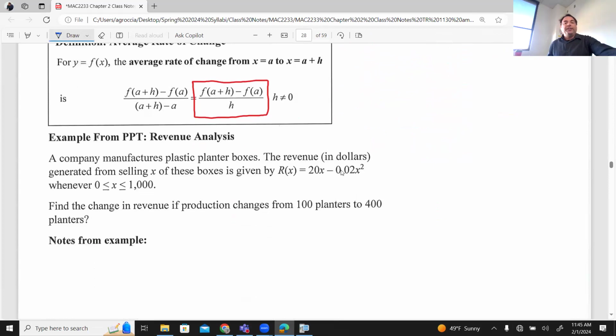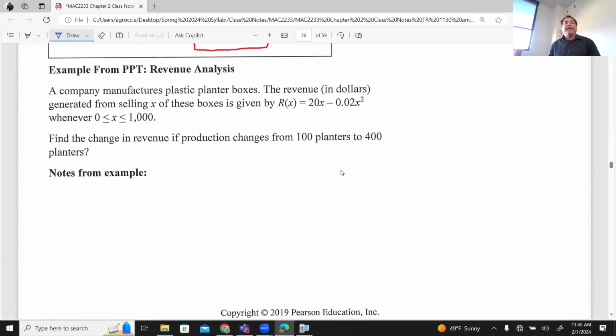Okay, so here's our first problem. A company manufactures plastic planter boxes and the revenue is given by this. So x is the number of planter boxes. You can only produce between 0 and 1,000 of those boxes. That's the capacity you have. And revenue is 20x minus 0.02x squared. And I want to know the average rate of change from 100 planters to 400 planters. And we're going to do this using all three formulas.